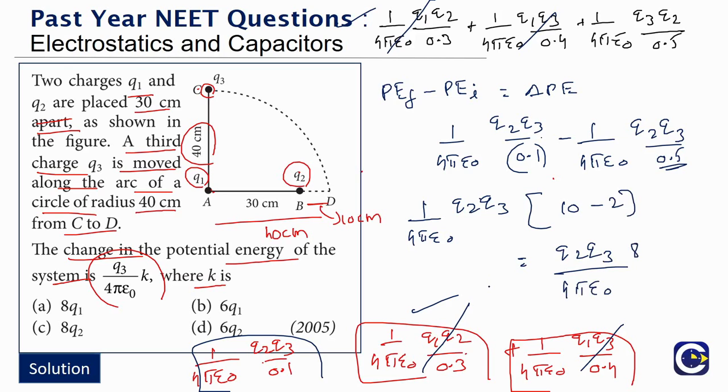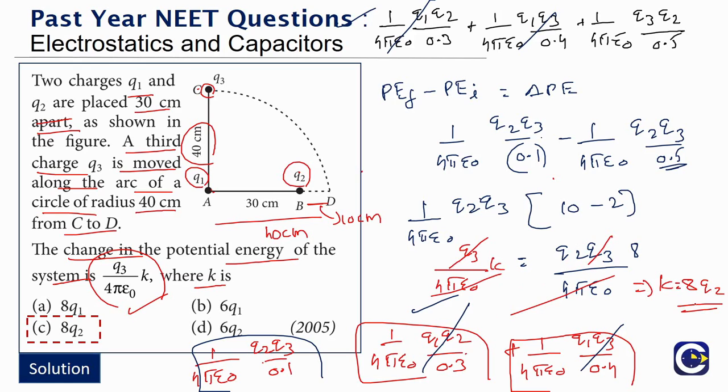Now if you look at it, they are saying the change in potential energy is equal to Q3 by 4 pi epsilon naught into K. Equate both of them. Q3 is cancelled. 4 pi epsilon naught cancelled. What we will have? K is equal to 8 times Q2. So what is the correct answer for this? Option C. What we are doing is simply writing down the potential energy terms involved initially and finally. Change in potential energy means final minus initial.